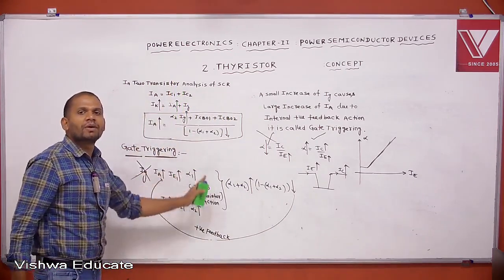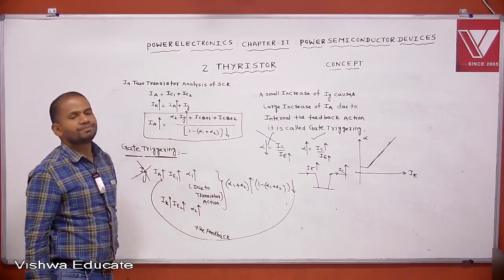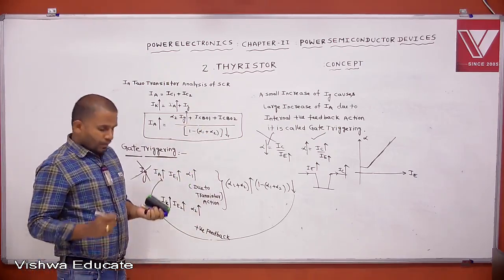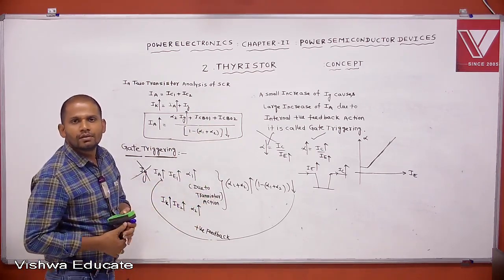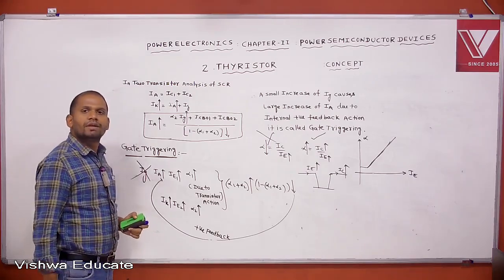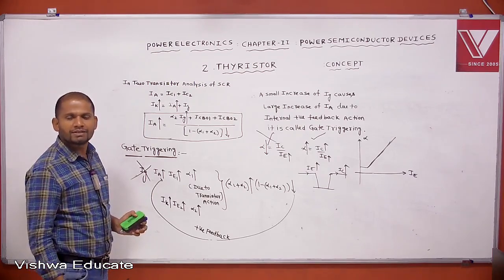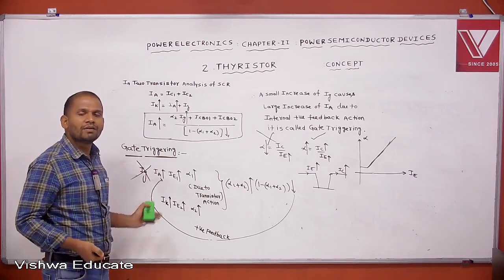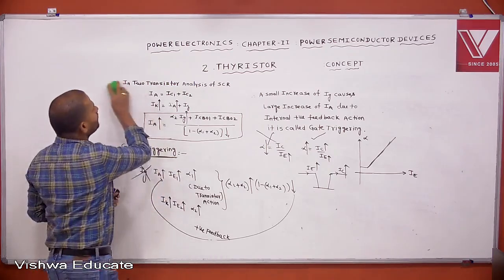This was about exactly what the gate triggering method is. That is explained by using two transistor analysis using the basic equation. Concentrate. Okay. Then you will see another triggering method, that is the temperature triggering or thermal triggering of an SCR. How is it explained by using two transistor analysis? Okay.